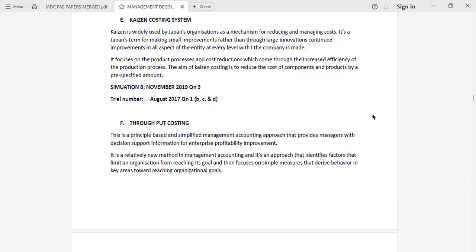So we are going to look at a practical question. Our simulation is going to be from November 2019, question 3. That's what we are going to look at in the coming video. We'll be able to see how we can apply all these 3 concepts. We have also a trial number of August 2017, question 1, part B, C, and D. We can maybe try to look at the simulation. If we finish that, we can see if at all we can do even August 2017.